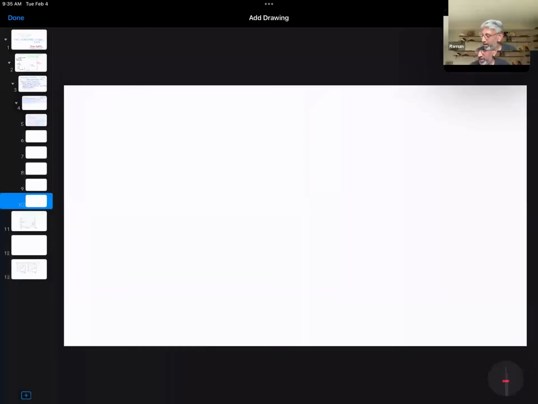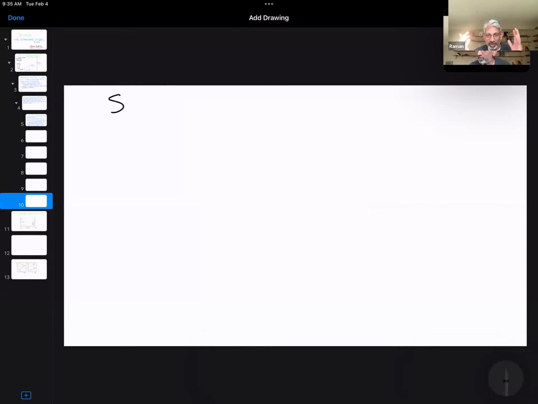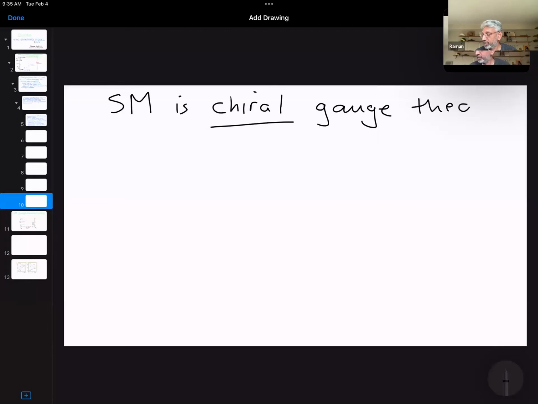Okay. And the key feature is that the standard model, which you've been learning about, I gather, in the main part of this summer school, is a chiral gauge theory. So in order to talk about its chiral nature, I just want to remind you of what's called the Weyl or chiral basis for the Dirac matrices.